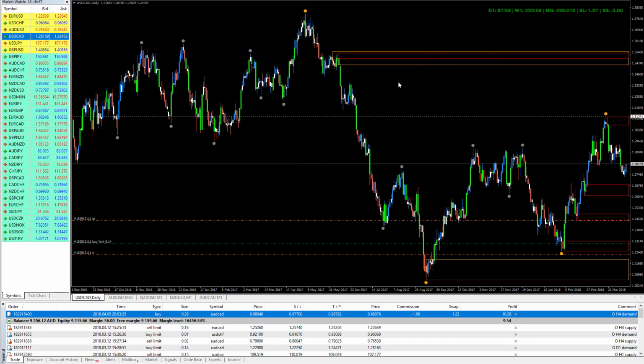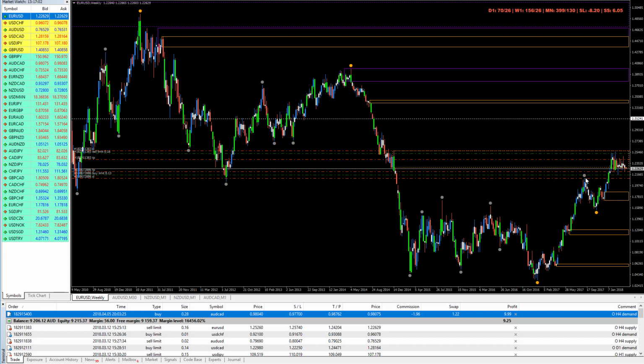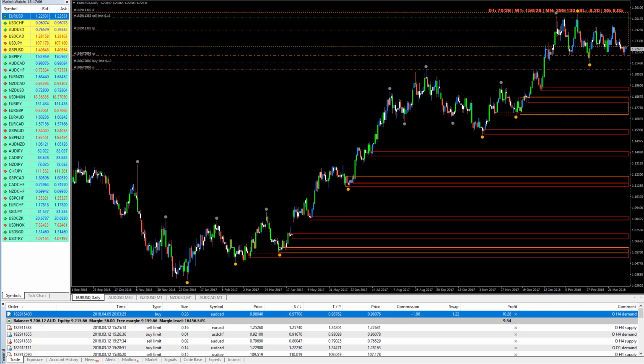So if we remove all of that, and we just go over to the Euro for a second and have a look at that one. It was this one here. It was this area here that people were selling at. So people were looking to sell somewhere around here, which is not a good idea. Price came up to it, we had a bit of a reaction, but price kept moving higher.